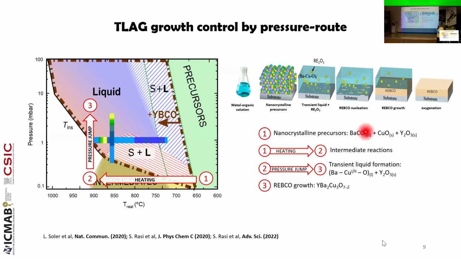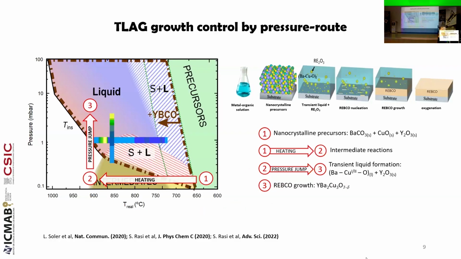The pressure route consists of heating of the nanocrystalline film of precursors based on barium carbonate, copper oxide, and yttrium oxide in low enough oxygen partial pressure. So we block the growth of REBCO during the heating ramp until we reach a desired growth temperature. So we can control at which temperature we actually initiate the growth, by performing a fast pressure jump in oxygen, going to the region of the TLAG phase diagram where a transient liquid can be formed. And then the REBCO grows from the transient liquid.